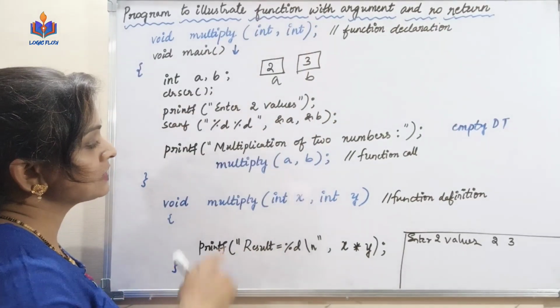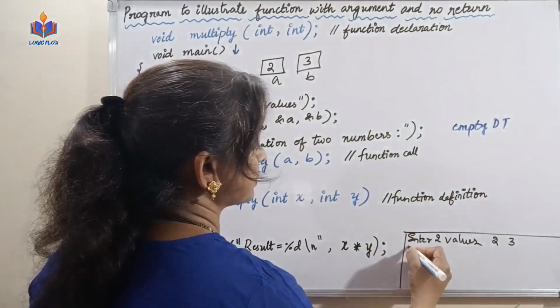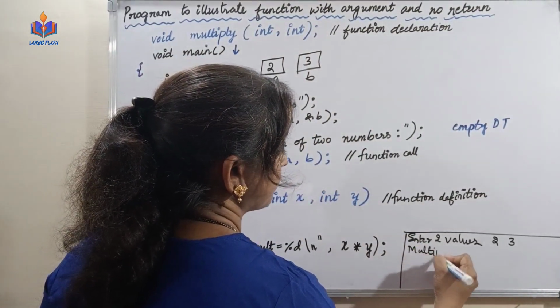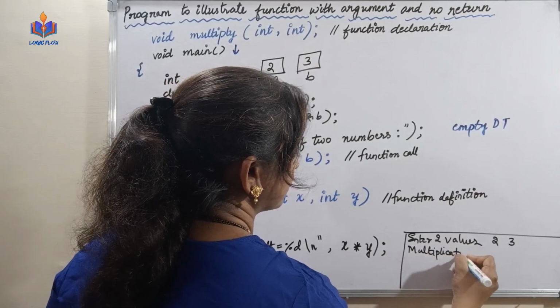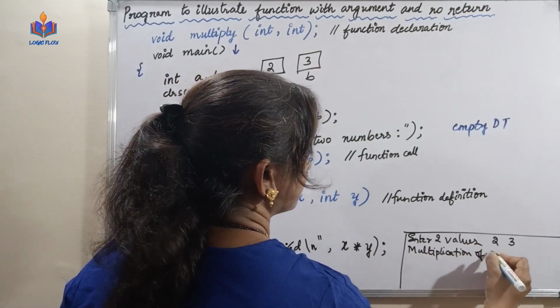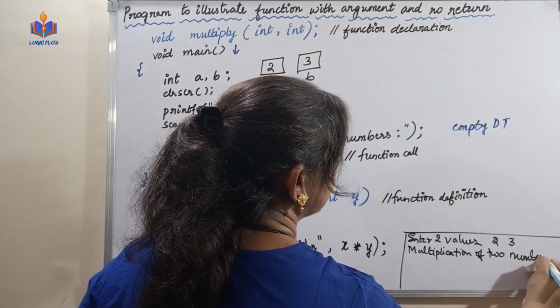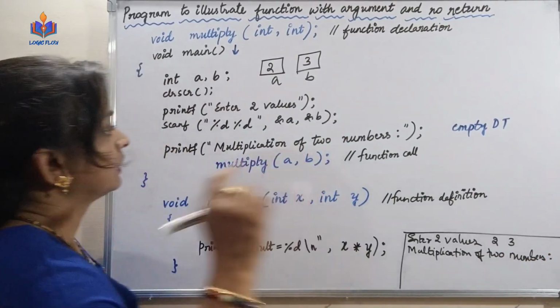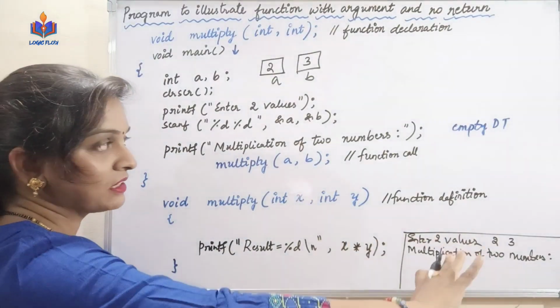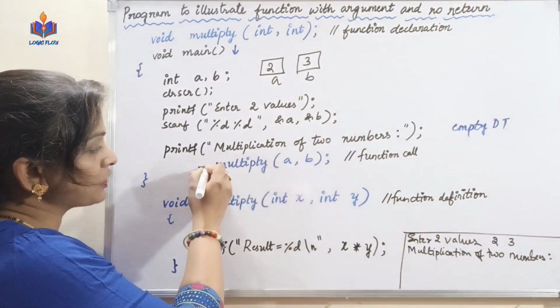Fine. Then I say multiplication of two numbers. I'll get a message like this: Multiplication of two numbers, colon. Then that message will be printed. Then the next line is the function call.